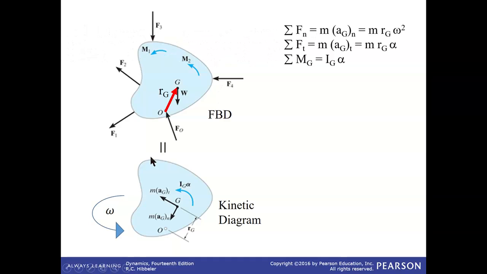So in this case we can apply the same normal tangent equations of motion, that is sum of forces in normal direction is mass multiplied by the normal component of the acceleration of the center of mass. However, in this case we will replace this normal acceleration by this term, which is rg omega square, where rg is the length of this vector between the axis of rotation and center of mass. Okay, so this is rg omega square.